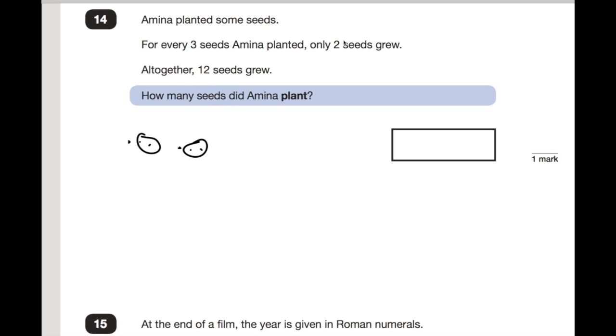Or if you can see the relationship, you could just look at how many 2's go into 12. It's 6, so there's 6 sets of seeds that she planted, so that must mean that 6 times 3, she planted 18 seeds to start with. So the answer is 18.